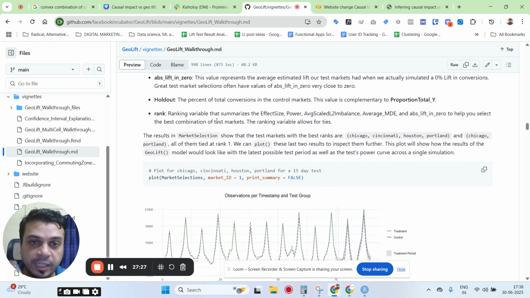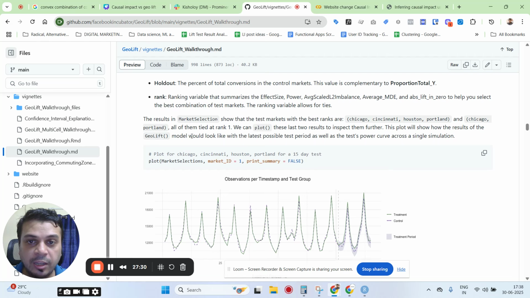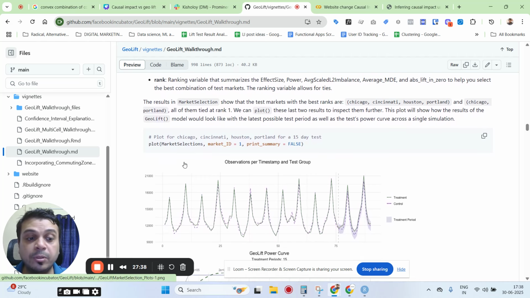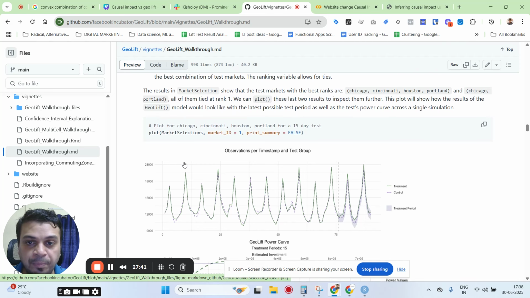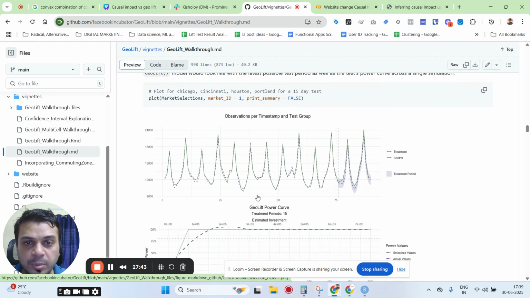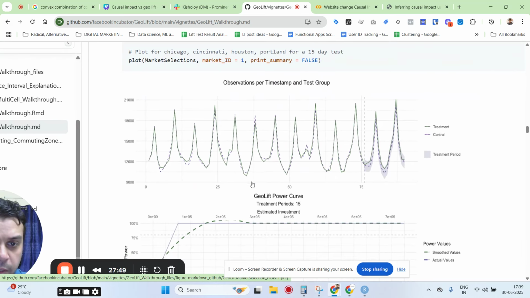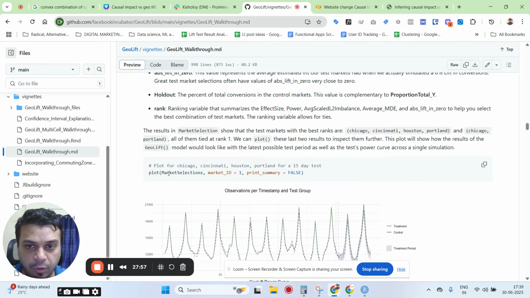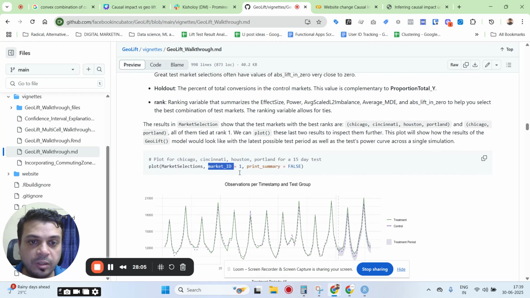Then there's holdout, what percentage of geos are in the holdouts. And then you have a ranking system based on these different values, how high ranked the geo is in terms of being suitable for being chosen as a synthetic control geo. So you have the observations per timestamp and different geos and test group. This is how they're faring, and you'll see that there's a very close similarity between the treatment and the control. This is for market ID 1. So you have chosen Chicago, Cincinnati, Houston, and Portland for a 15-day test.